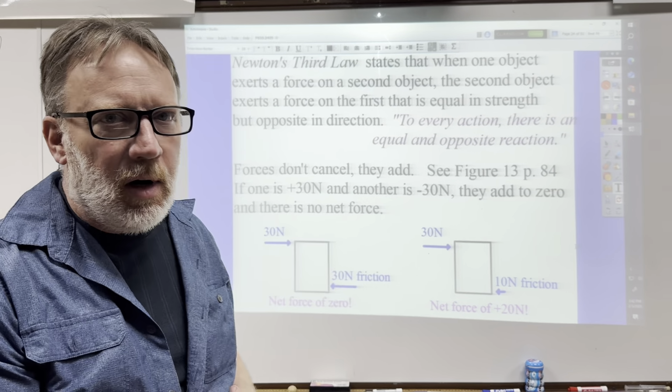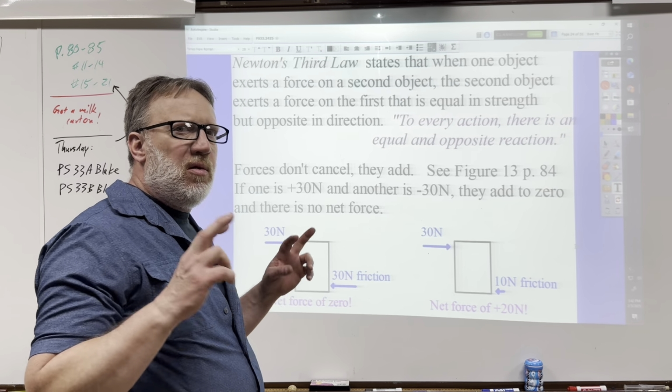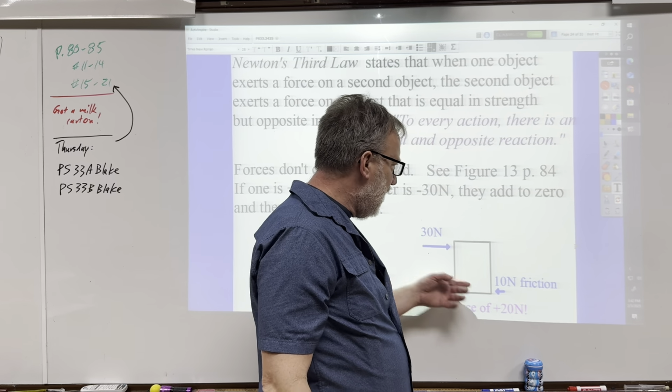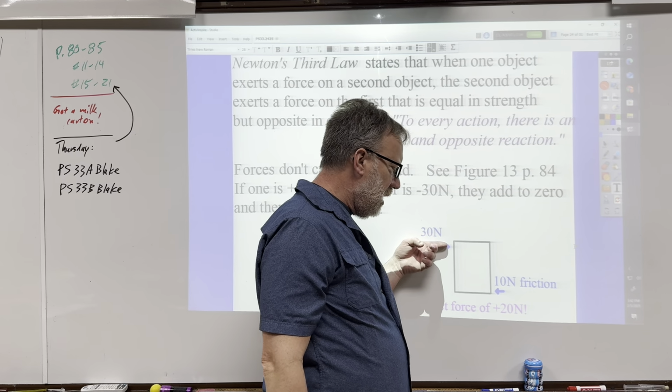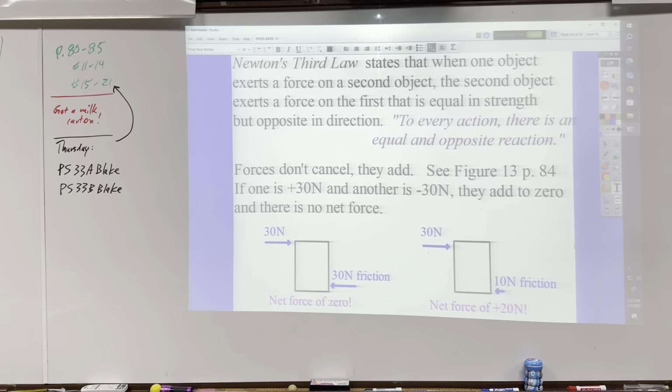Now there are forces there, but when you add them, they sort of cancel out. On the other hand, if the friction's only 10 and you exert 30, and you subtract 10 of friction, it's going to accelerate because there's a leftover 20 Newtons that's going to accelerate it that way. And that's called a net force.